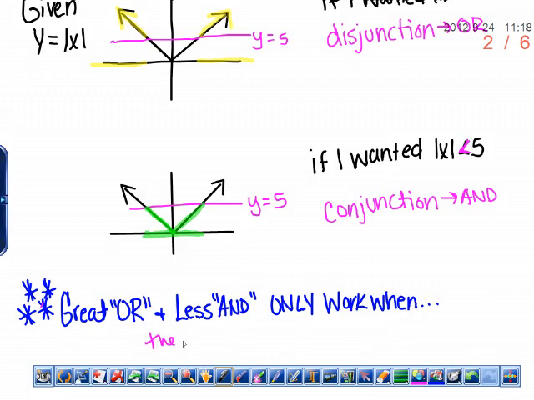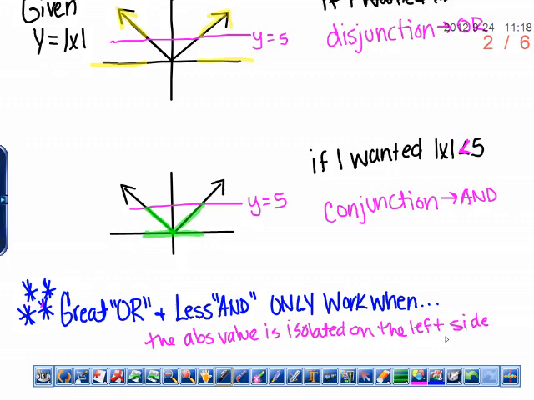Now, this great or and less and only works when the absolute value is isolated on the left side of the inequality. Sorry, not equation, inequality. Great or and less and only work when the absolute value is isolated on the left side of the inequality.